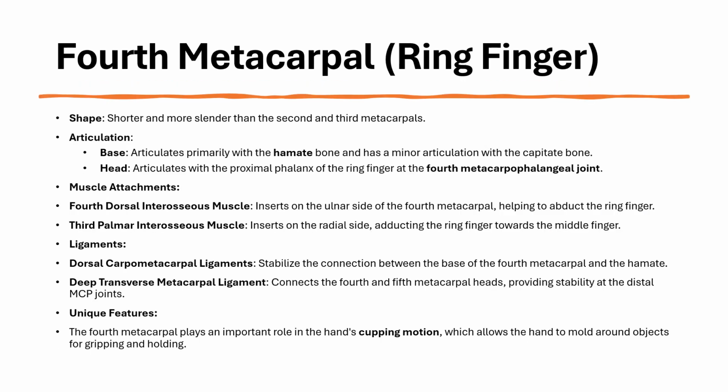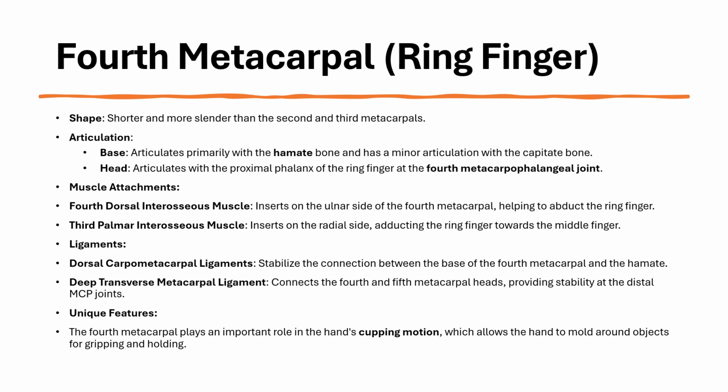Now we will talk about the fourth metacarpal bone, that is our ring finger. The fourth metacarpal is shorter and thinner than the second and the third metacarpal. When we talk about its shape, it's shorter and more slender than the second and third metacarpal. It articulates primarily with the hamate at the base and has a minor articulation with the capitate bone. The head articulates with the proximal phalanx of the ring finger at the fourth metacarpophalangeal joint.